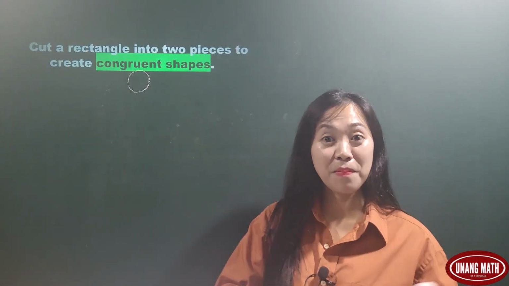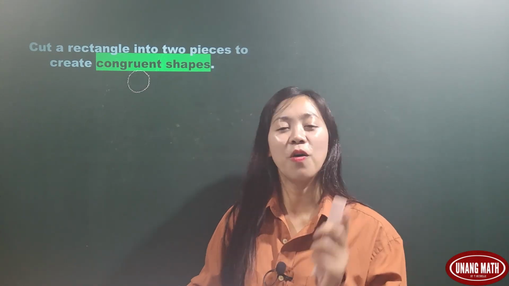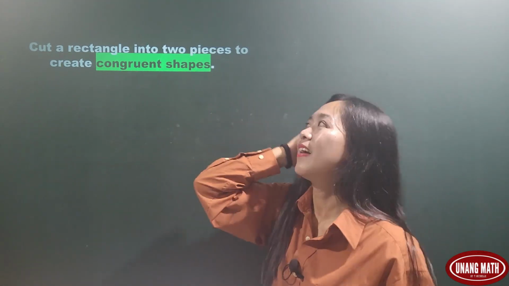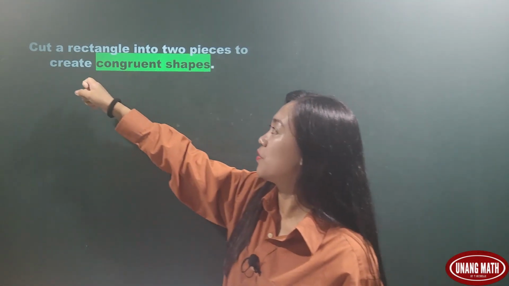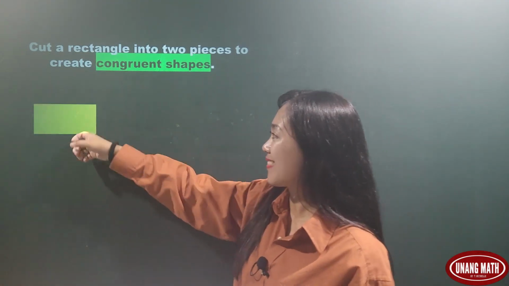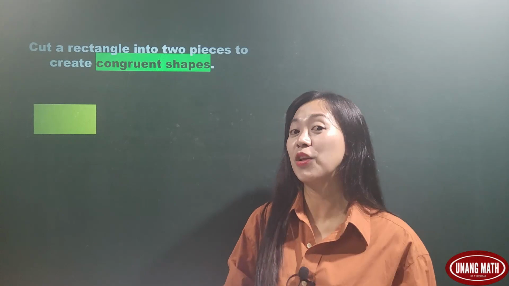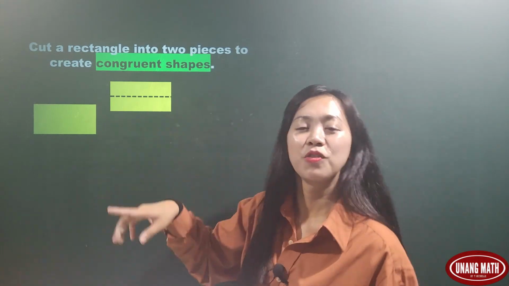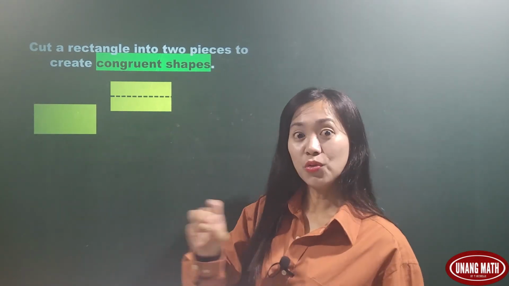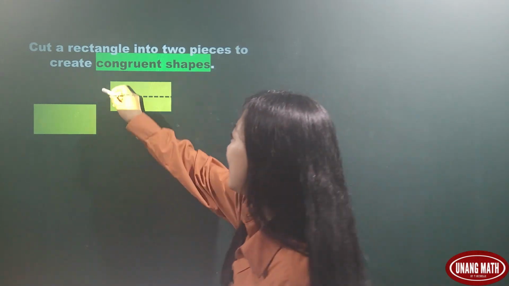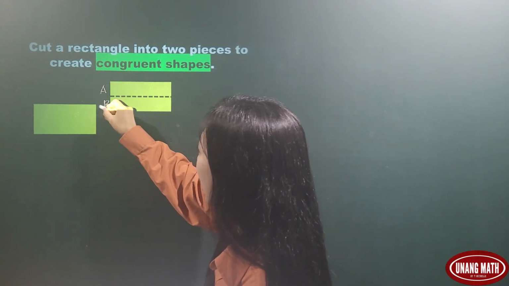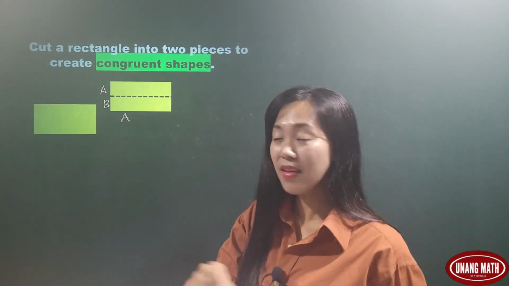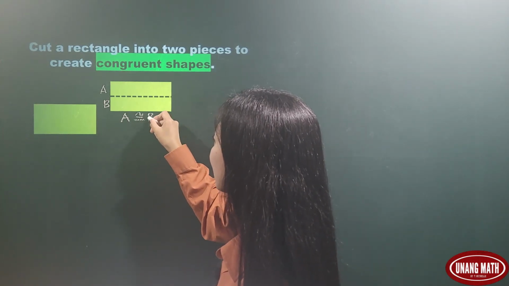Okay, magbigay pa tayo ng ibang halimbawa para maintindihan ninyo ang concept ng congruence. Okay, let's say na we are going to cut a rectangle into two pieces to create congruent shapes. So, ang rectangle, kailangan nating hatiin or i-cut into two to create congruent shapes. So, pwede nating i-cut ang rectangle this way. So, basically, we created two rectangles. And let's say, this is rectangle A at ito naman ay rectangle B.